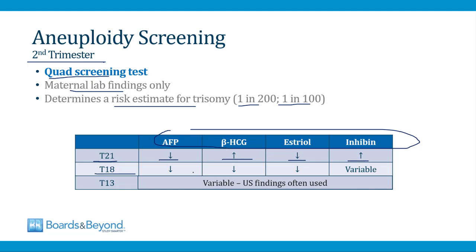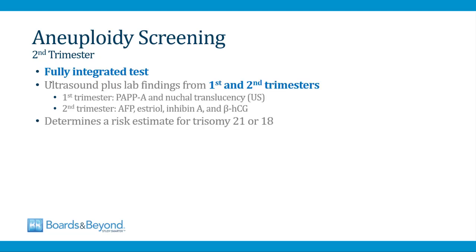What distinguishes trisomy 18 is that the beta-HCG level will be low, the inhibin level is variable in trisomy 18, and then trisomy 13 is very rare, but when you're screening for it in the second trimester, usually the quad screening is not that helpful because the results are variable. There are major ultrasound findings in the second trimester that you can see in trisomy 13, and that's usually how those babies are identified. You can also do a test in the second trimester called the fully integrated test.